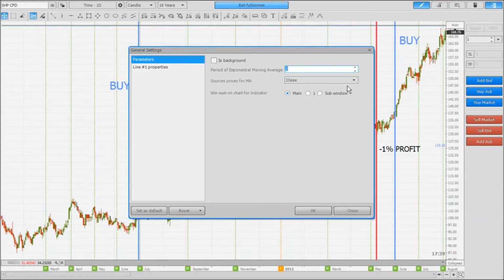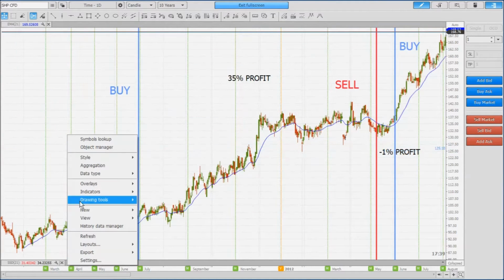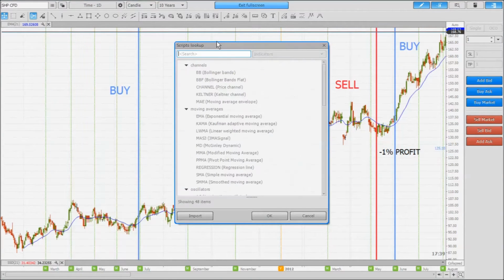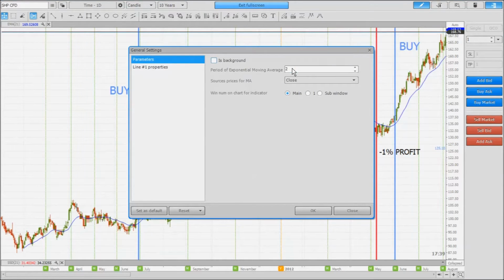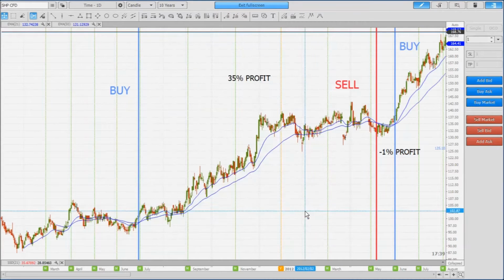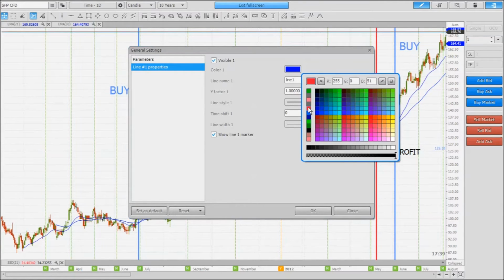The first moving average we're going to be adding is a 21 period moving average. Now add another moving average. This time add it as a 50-day moving average. These are two generic moving averages that have been used by traders for many years.